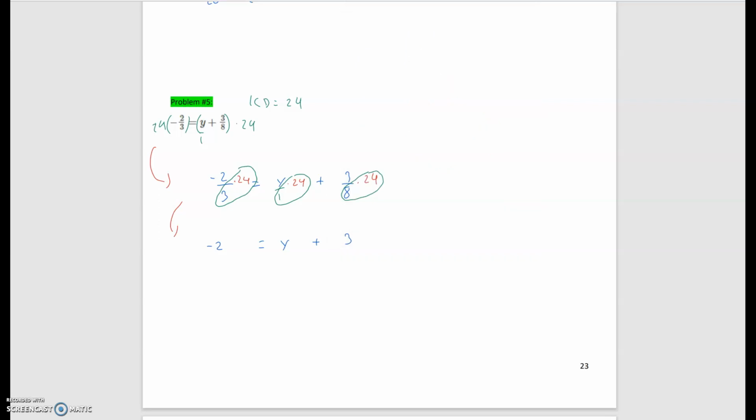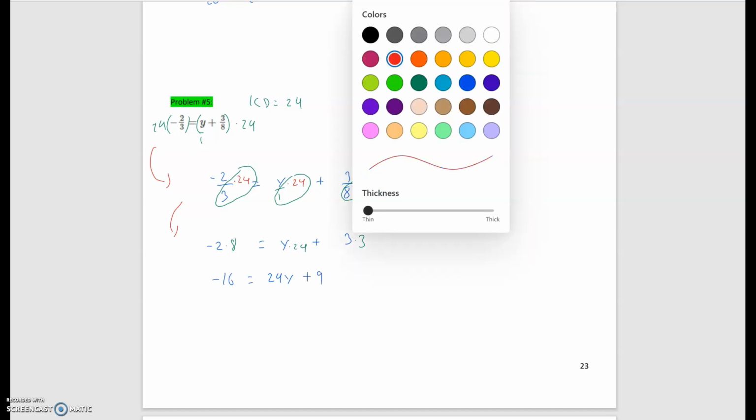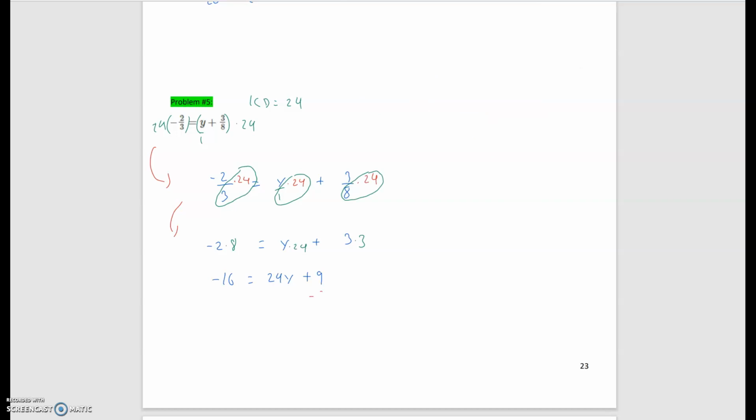And let me write in green what cancels and reduces to, in this case, 24 divided by 3 is equal to 8. Well, this will be times 24. And 24 divided by 8 is equal to 3. So we're looking at -16 is equal to 24y plus 9, which at this point we could just subtract the 9's.